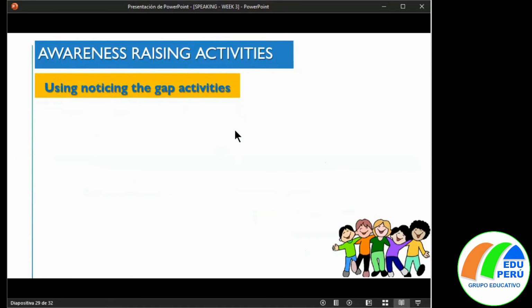Another one, using noticing the gap activities. Can you remember what was noticing the gap? Remember, we talked about this when we referred to noticing. Remember, attention, noticing, understanding.